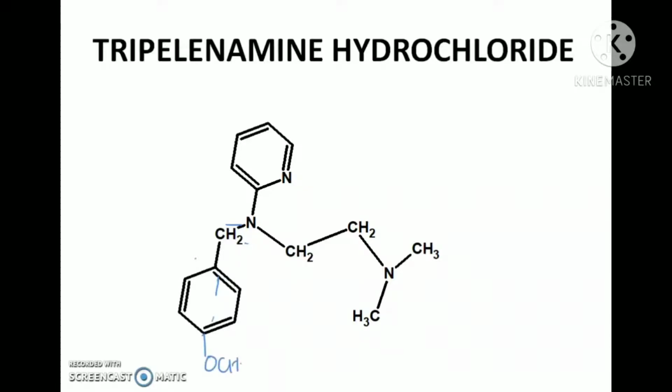A para-methoxy group at the benzyl ring will give mepyramine. Mepyramine has a good local anesthetic action, and it is also a good antihistaminic agent. So it is used for treating allergic conditions associated with insect bites.